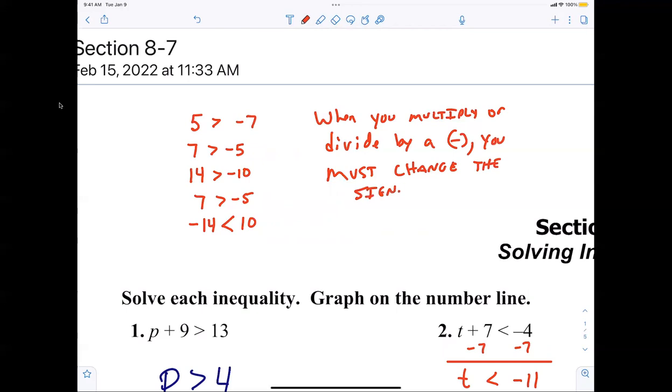All right, I don't care if you write it. Whenever you multiply or divide by a negative, you must change all signs actually, but specifically the inequality sign, because that's not natural. So you have to remember that rule. If you don't remember that rule, then you can't really do the problem.